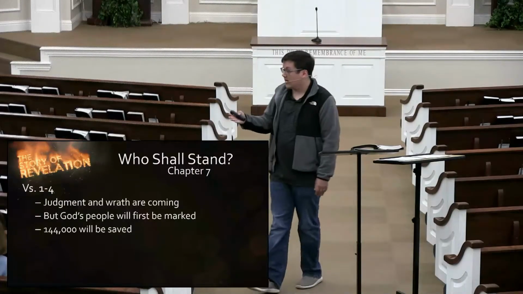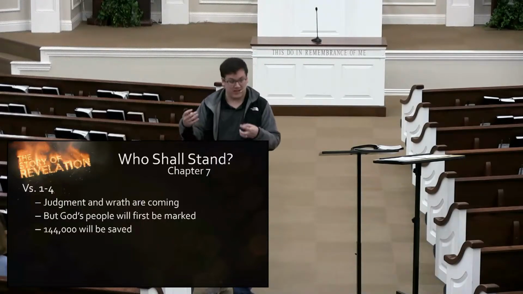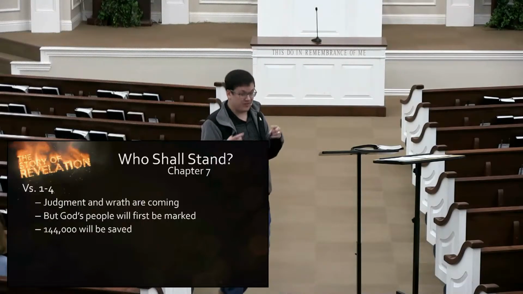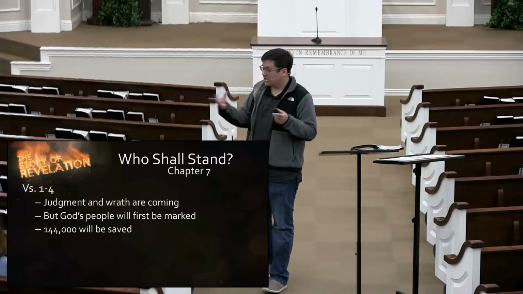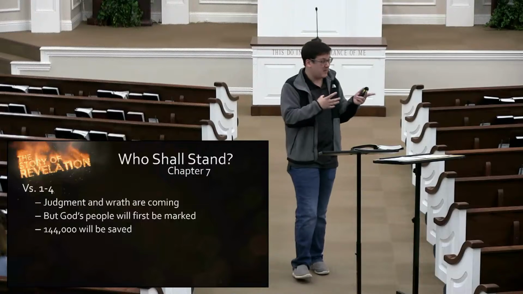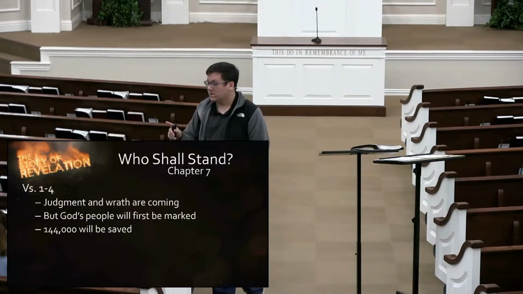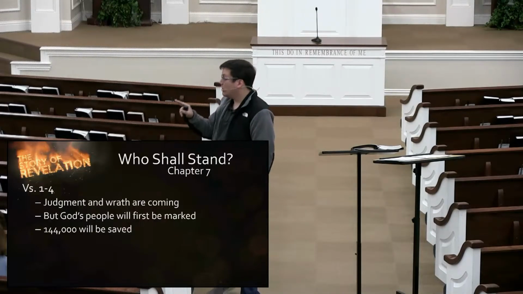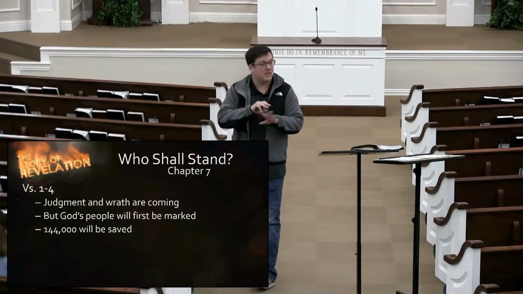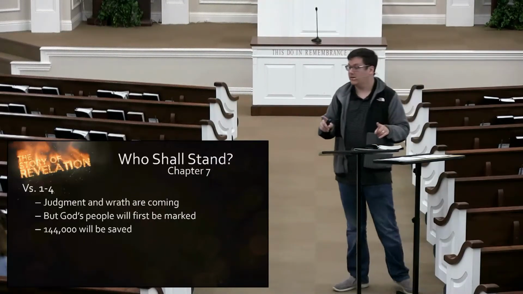Judgment and wrath are coming. Okay, we have these four angels who are given the power to affect and harm earth and the sea. That judgment that we just talked about is coming. But the angel who has the seal of God's people says, before you do this, before we harm anything, we need to seal the people of the living God.